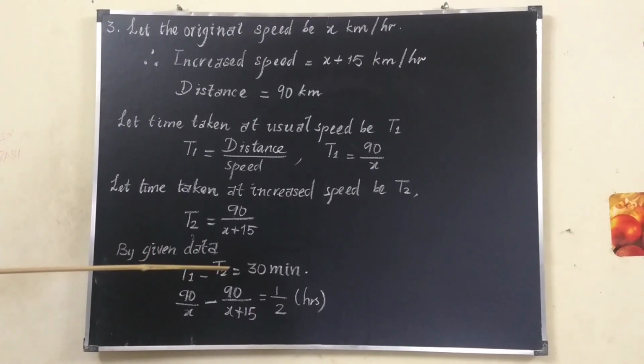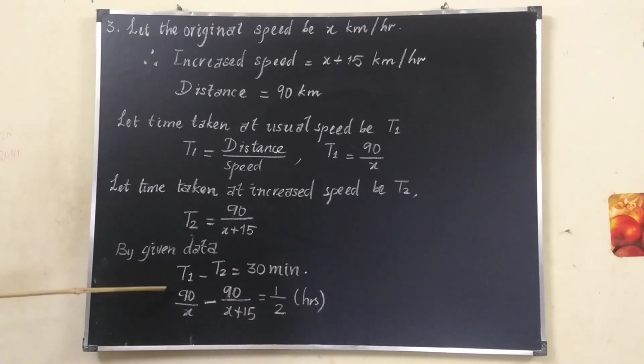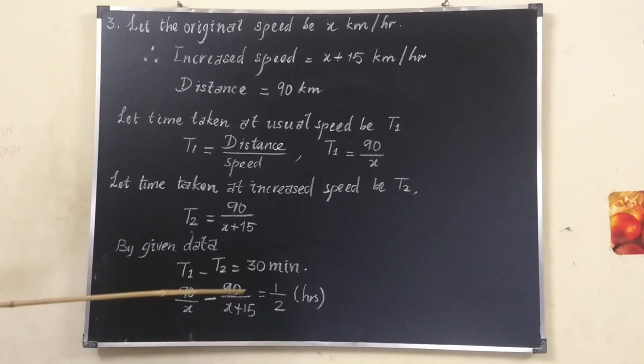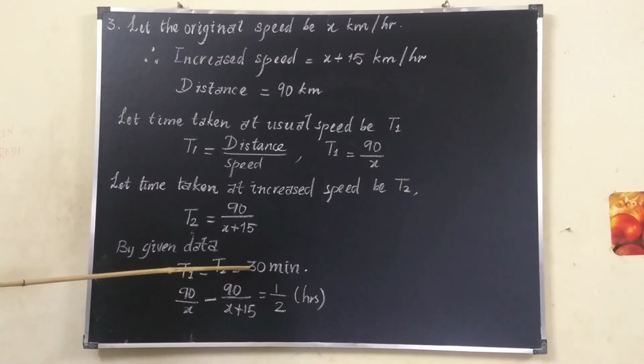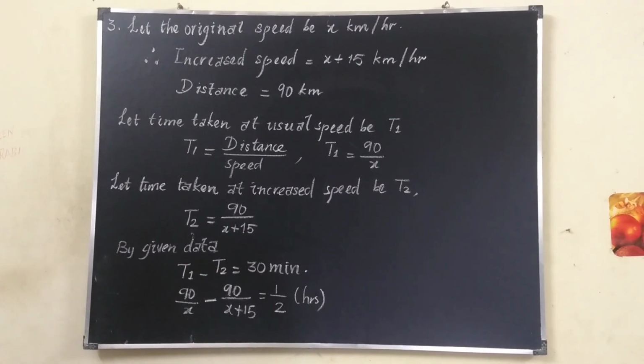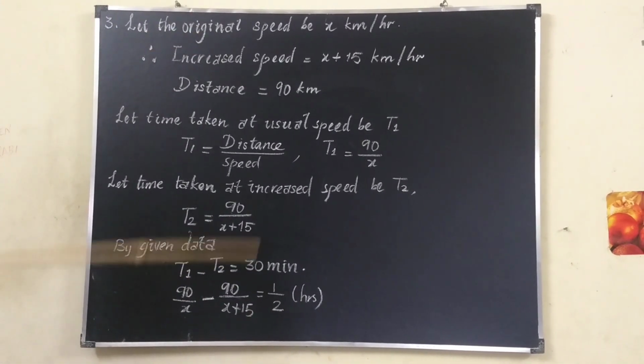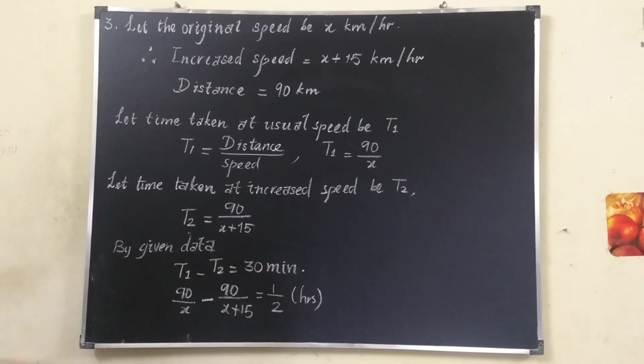T1 minus T2 is equal to 30 minutes. T1 is 90 by x minus T2, 90 by x plus 15, is equal to 1 by 2. Here it is given in minutes. 30 minutes is equal to half an hour. So I have written it as 1 by 2 because all the speeds we have taken are in hours, so the minutes also changed into 1 by 2.